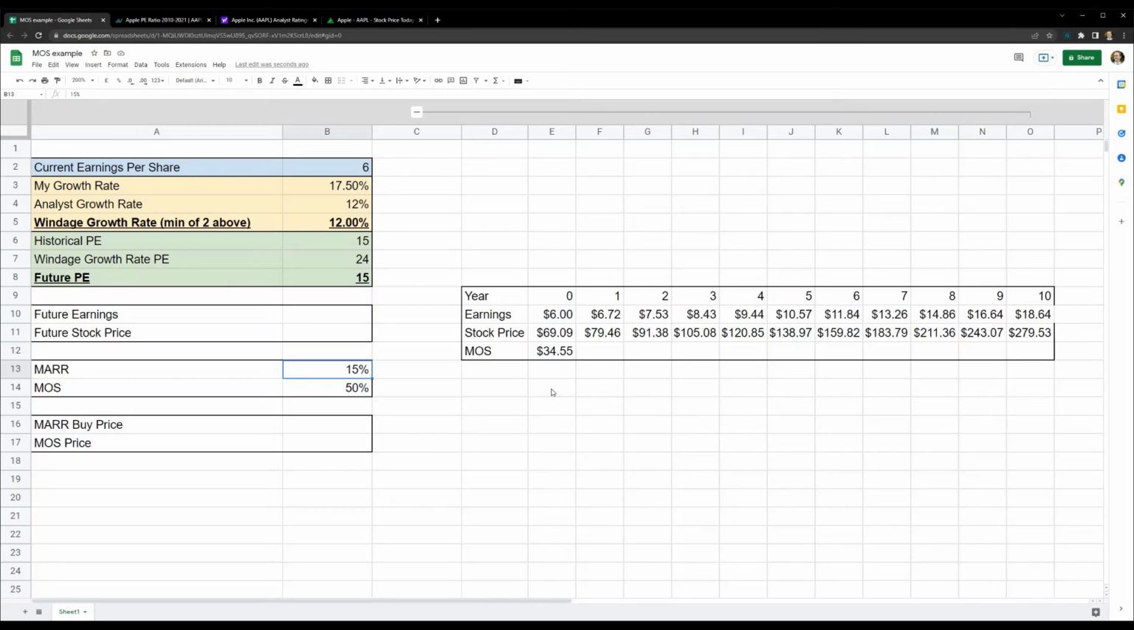We want to avoid a permanent loss of capital. So that's what we're trying to focus on here by having our minimum acceptable rate of return at 15% and a massive margin of safety. We do not want to lose money. We want to focus on the downside and let the upside take care of itself.